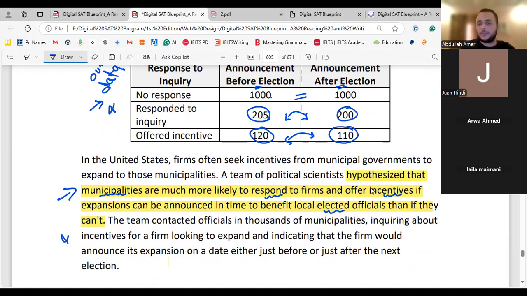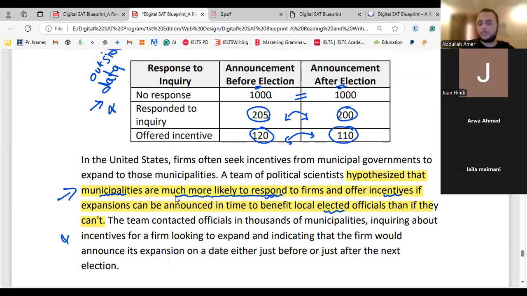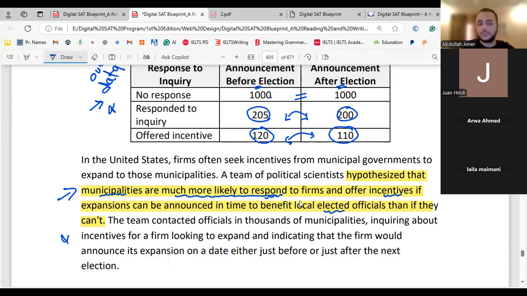So the hypothesis here, the claim here said they are much more likely to respond to firms and offer incentives if the expansions can be announced in a time to benefit the local elected officials. So before election, I should see a response rate before elections more than the response rate after elections, right? However, the graph tells us that this is not true, right?